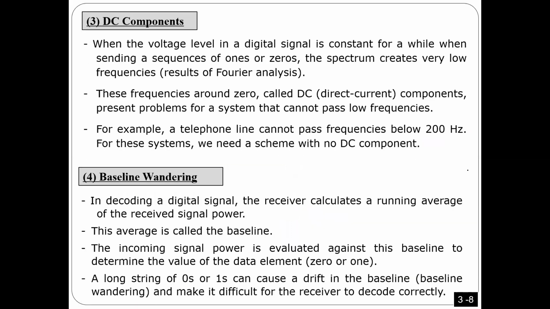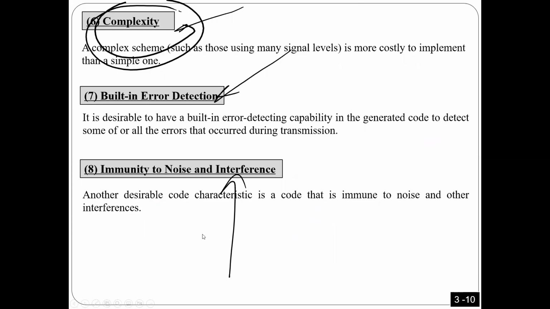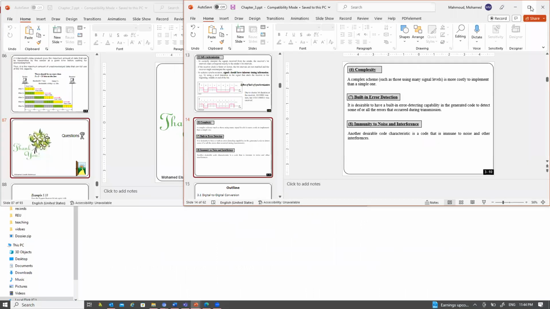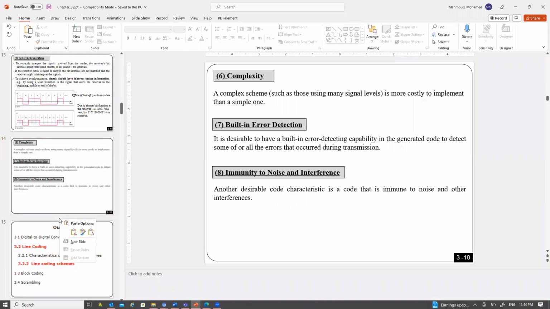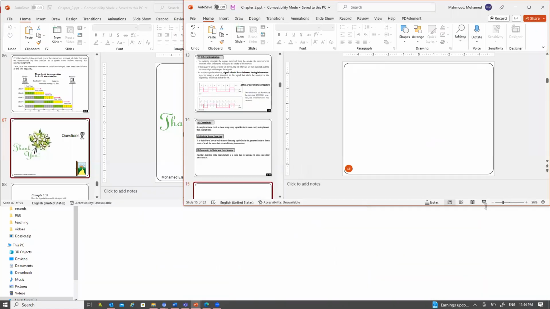The next thing here we have something we call a DC component. We have baseline wandering. We have self-synchronization. So let me explain what I mean by this before, because this is also one of the metrics I'm going to use to evaluate the different encoders we have.